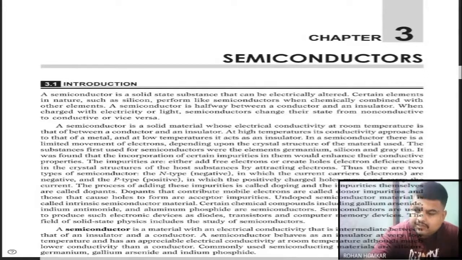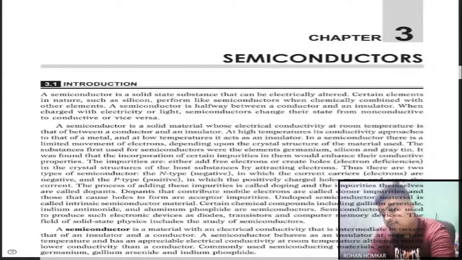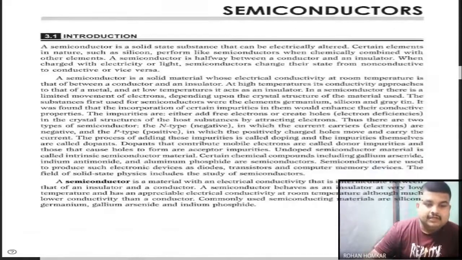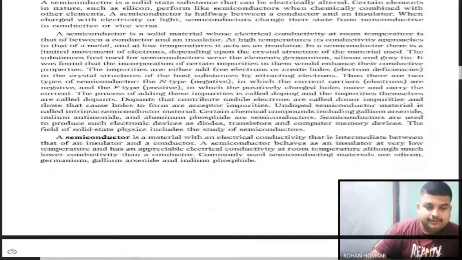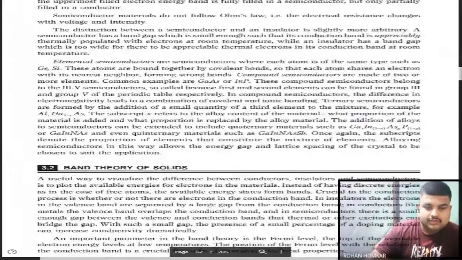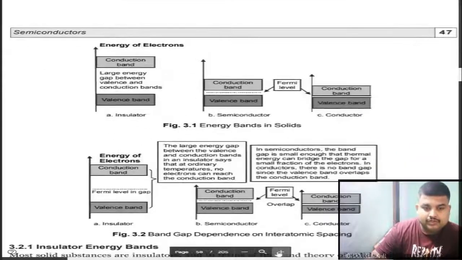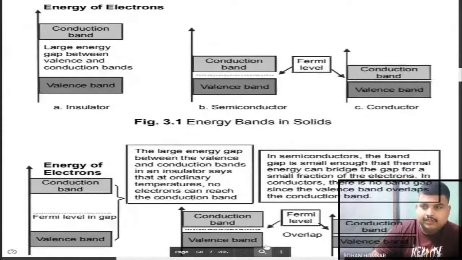Now, once we understand the types of these materials, we come across the structure of this particular material. Before this, we need to learn about band theory, which you may have studied earlier. I think it is visible now.